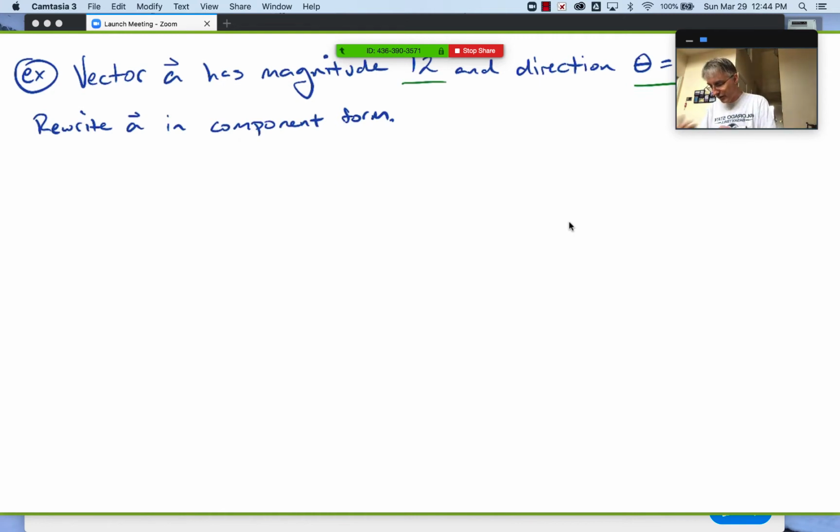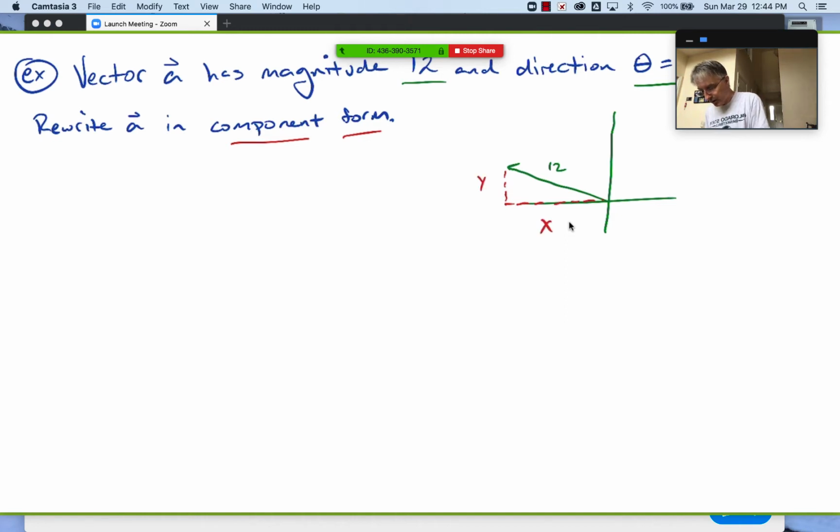So if I wanted to visualize this vector A, I could do that recognizing theta equals 160 is in the second quadrant. And then magnitude of 12 is like its length. And so component form means I'm looking for x and y where I know that this angle theta is 160 degrees.